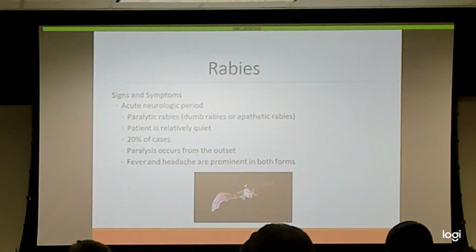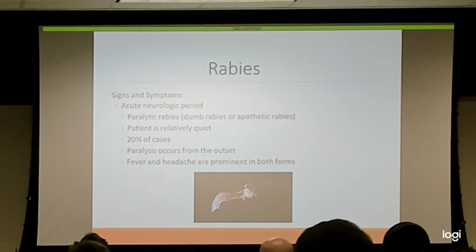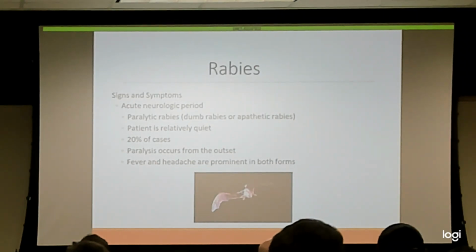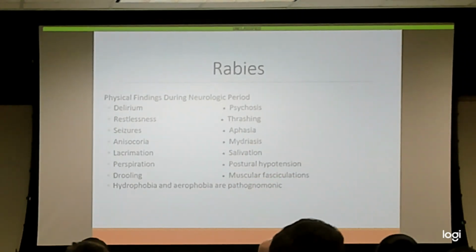And for the paralytic or the dumb one, the patient's relatively quiet. It's 20% of the cases. Their muscles are just broken down and they can't use them. It hurts to move. Here are some physical findings: delirium, restlessness, seizures.